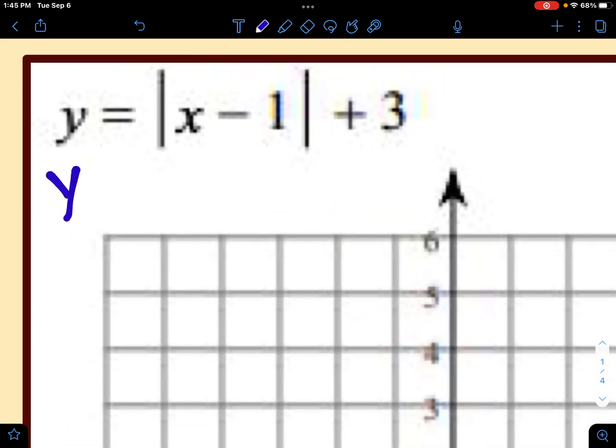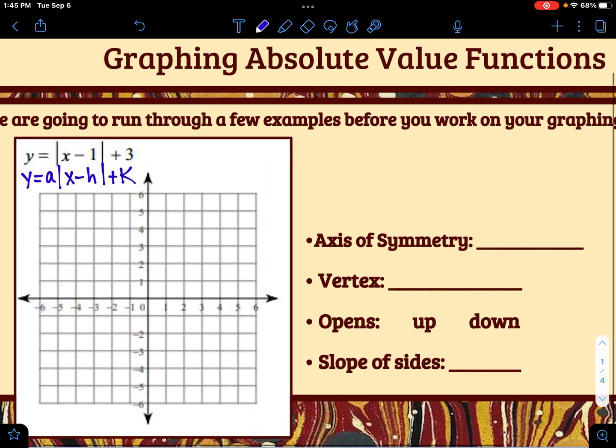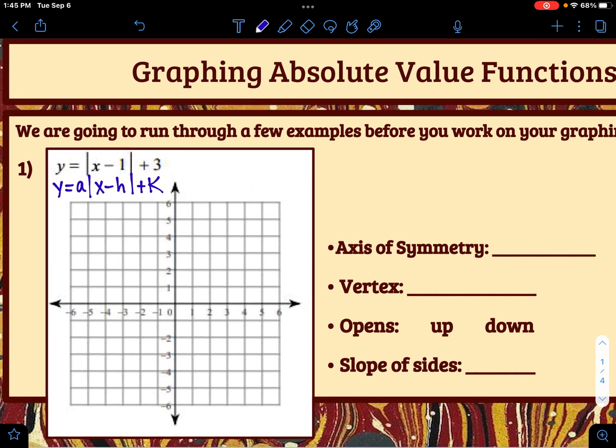So the first thing I'm going to do, I always like to do this. This helps my brain. And then, okay, so the vertex is negative h comma k. We remember that from yesterday. Change the sign on h, keep the sign on k. So I'm going to change -1 to +1, and then keep the 3 positive.